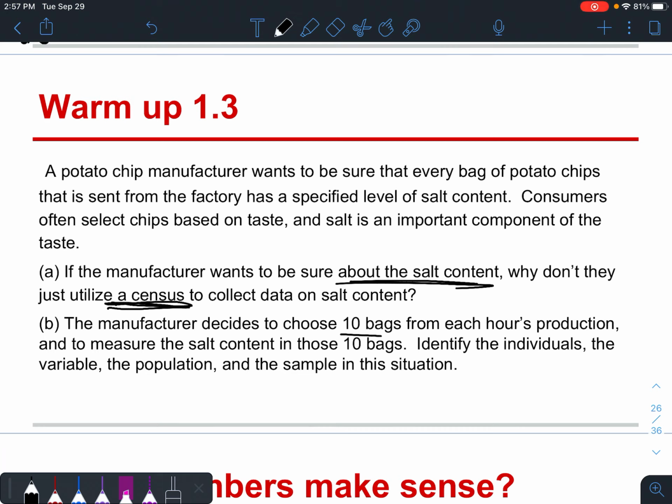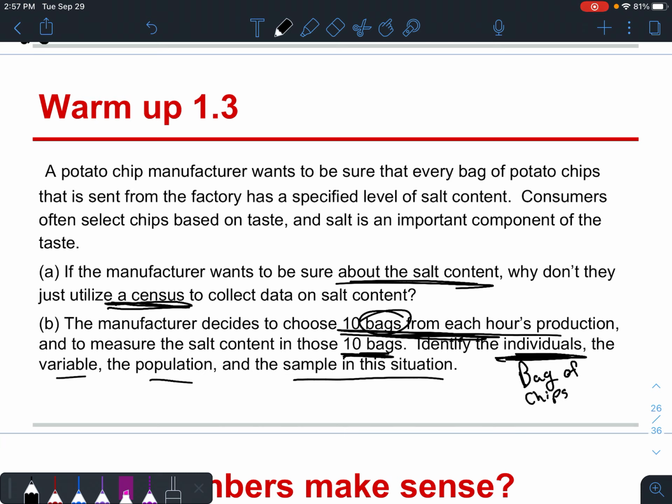The manufacturer decides to sample 10 bags from each hour's production and measure the salt content in those 10 bags. Identify the individuals, the variable, the population, and the sample in this situation. So if we're talking about the individuals that we're looking at, we're measuring the salt content of the bags. So the individuals are going to end up being the bags of chips.